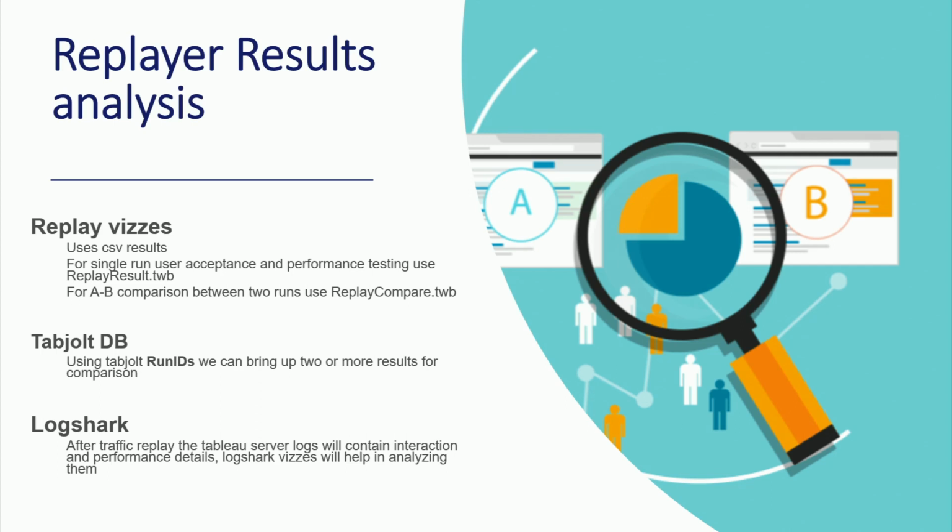As replay runs, the results are similar to Scout. It is getting written into a CSV file. The workbooks here from replay wizards use those CSV files so you can analyze your results. TabJolt DB, as I said, this time we integrated replayer with TabJolt. With that DB, you can pull up the new run IDs and do an A/B comparison, or you can do a comparison with multiple results, two or more.